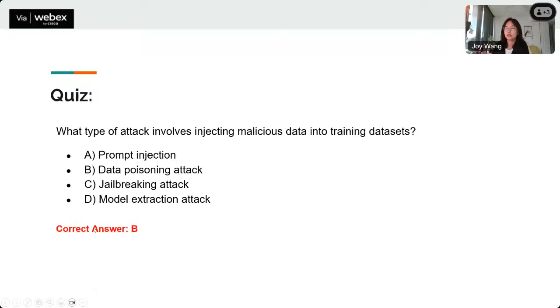The correct answer is B. Remember the difference between the prompt injection attack and the data poisoning attack: one tries to inject malicious data into the training dataset, the other tries to manipulate the input, which is a prompt. So for this one, it's the data poisoning attack. The correct answer is B.